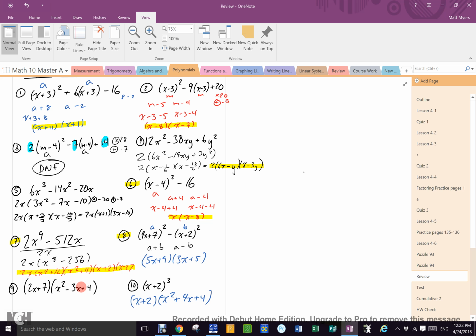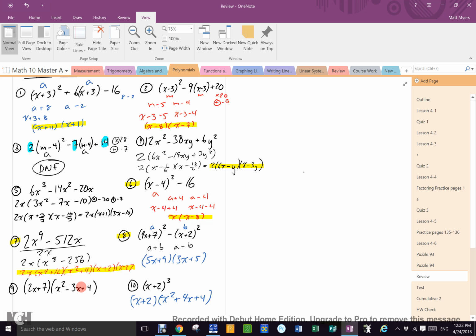4x plus 7 squared minus x plus 2 squared. Now, if I gave you this, x, no, I don't want to use x because I've got x's all over the place. If I gave you y squared minus 16, what would you do? You'd square root the first one and get y. Then you would add the square root of the second one, which is 4. And then you'd write it again with a minus between them, right?